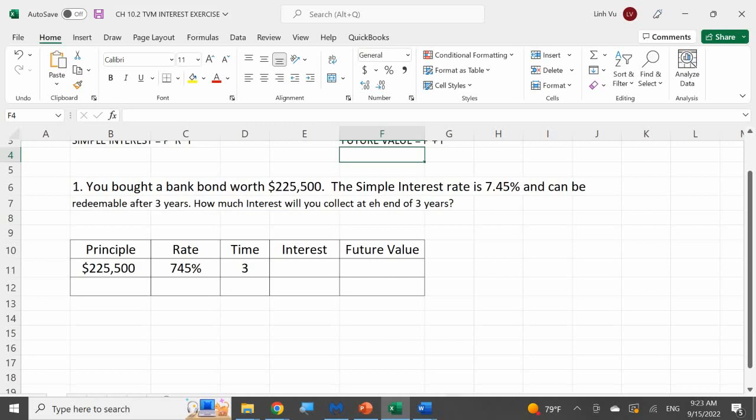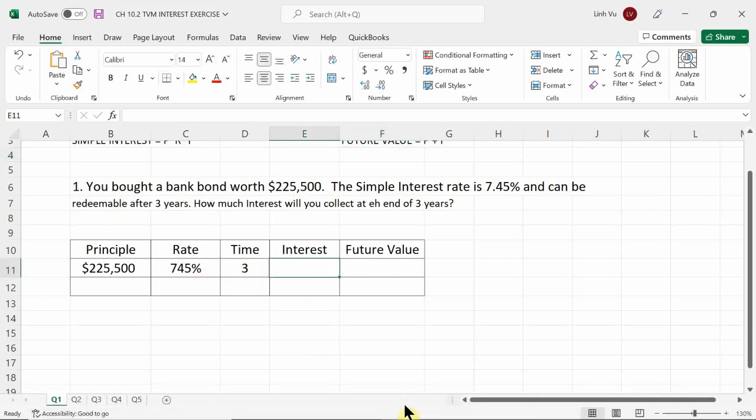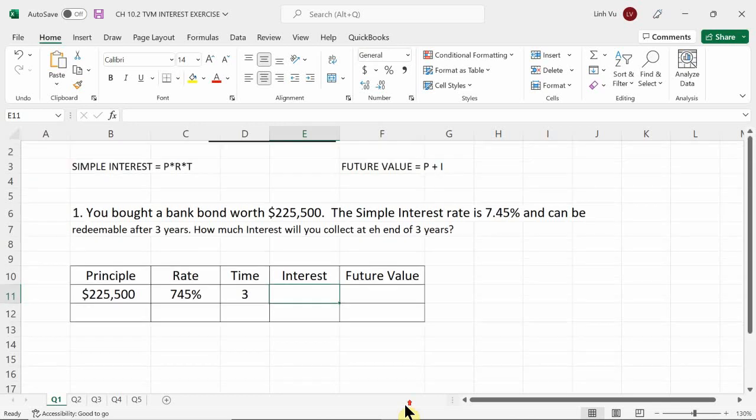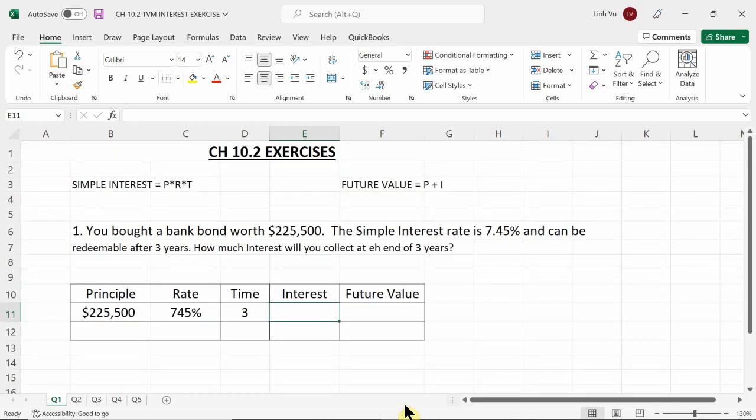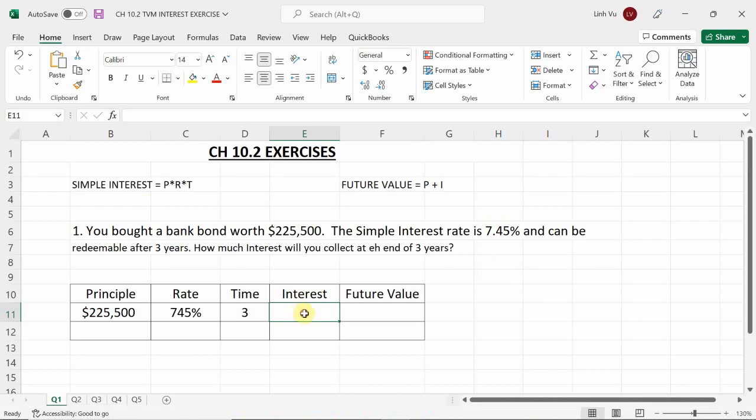That means I want to know what my interest is. I can also even ask you, what is your total value at the end of 3 years? That will determine that I'm looking for the future value. So in this case, let's go ahead and calculate it. So my simple interest formula, what is it? It is my principal times rate times time.